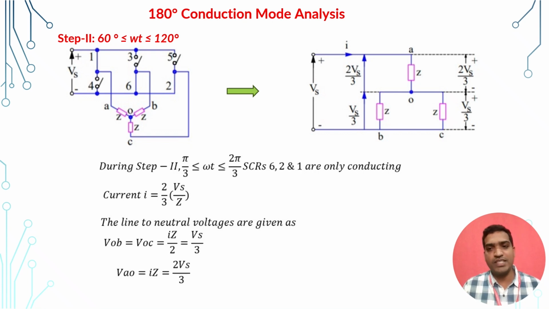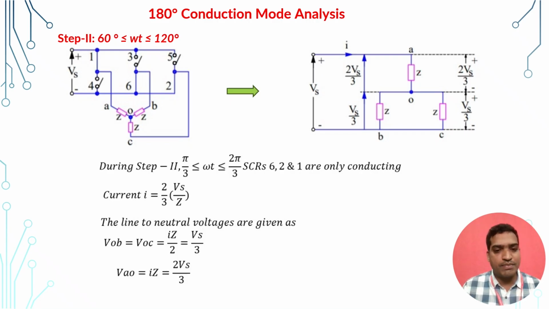When we observe this equivalent circuit diagram, from A to O you have impedance Z. Similarly, from O to B and O to C we have two impedances, Z and Z, both in parallel, so the equivalent impedance is Z by 2. The total impedance of the circuit is Z plus Z by 2. Now I want to calculate the current I, which equals Vs by the total impedance, Z plus Z by 2. Using this formula, you get current I equals 2 by 3 into Vs by Z.